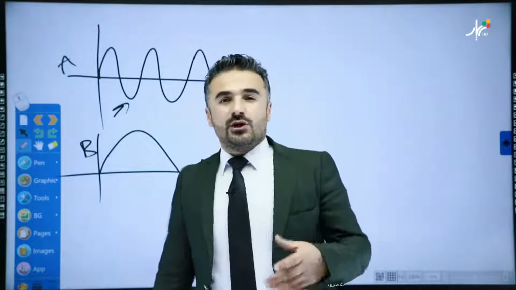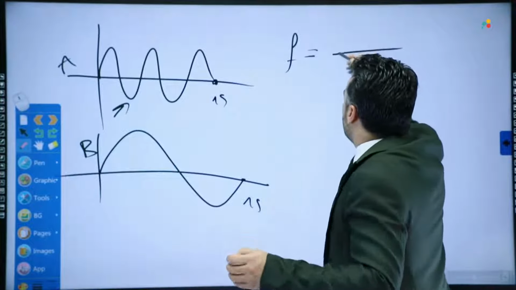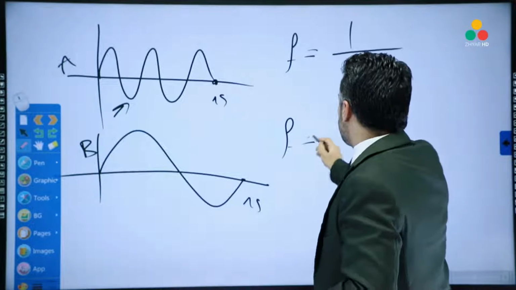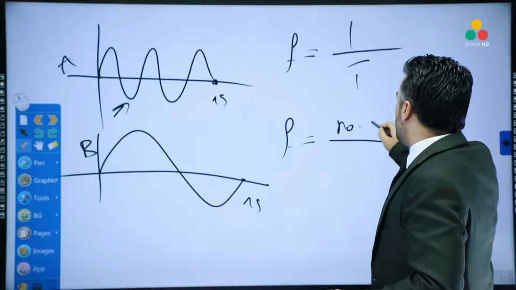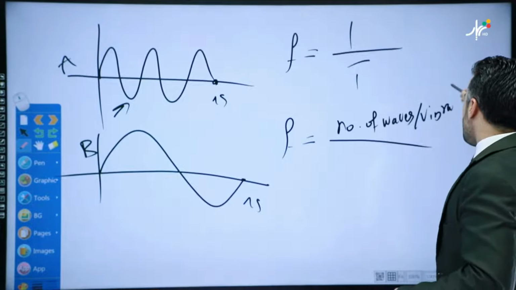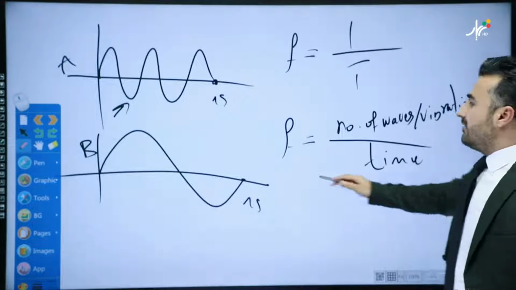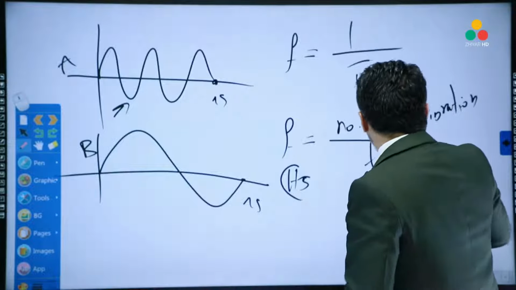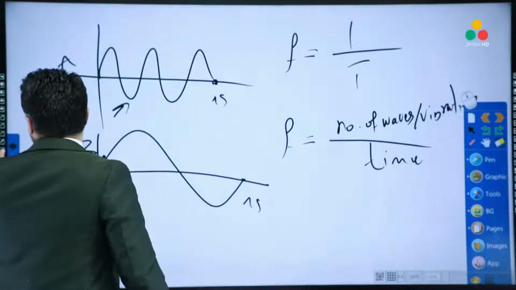So in terms of equation, how do we find the frequency? Normally we say 1 over the period, or if the number of waves is given, frequency is the number of waves, or sometimes vibrations, divided by the time, of course. And frequency, you already know, is measured in hertz, yeah?